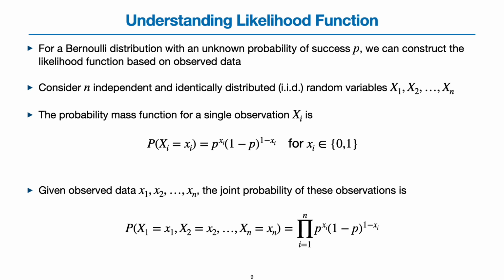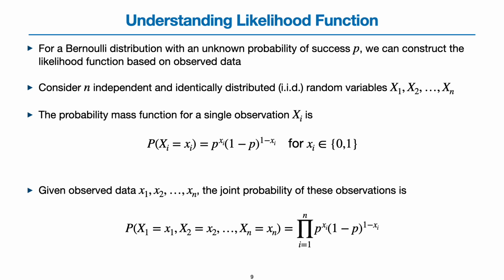We can write this in one line using p to the power of xi, times 1 minus p to the power of 1 minus xi. So if xi equals 0, then you get 1 minus p. And if xi equals 1, then you get p to the power of 1, which is p. And so now, if you look at the joint probability of these observations, because these things are independent, that's the product of individual probabilities, which gives you this product. That's the notation that we use here: product from 1 to n of p^xi (1 minus p)^(1 minus xi).